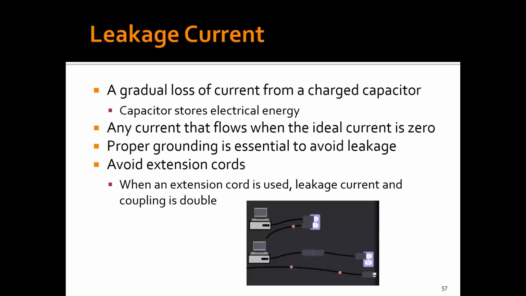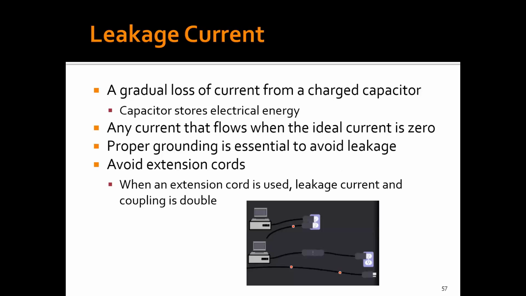So one of the things we have to be mindful of in the lab is what's known as leakage current. It's essentially like a battery slowly draining itself, like your cell phone. As long as it's on, you might not be using anything, but the battery is going to slowly drain and eventually die. It's the same thing. It's a gradual loss of current from a charged capacitor or charged battery.